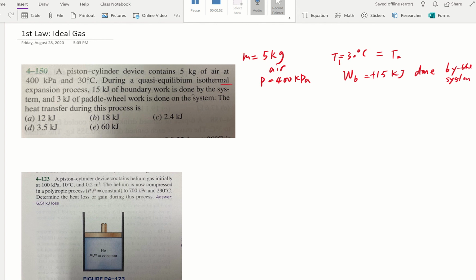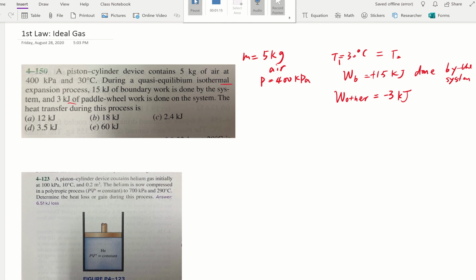Then they also said there are 3 kilojoule of paddle work done onto the system. So that's the other type of work. And since it's done onto the system, that's going to be negative 3 kilojoule.